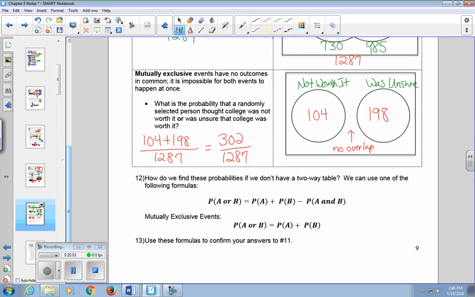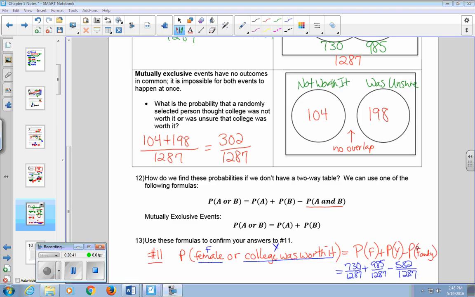So next question, how do we find these probabilities if we don't have a two-way table? We can use one of the following formulas. And note that these formulas will be given to you. You don't need to memorize them. All right, so first one says if you want the probability of A or B happening, you need the probability of A plus the probability of B minus that overlap, the probability of A and B. If it's mutually exclusive events, then it's almost the same thing, but we don't need to include that overlap. So probability of A or B is just the probability of A plus the probability of B. So we're going to use these formulas to confirm our answers to number 11. Right, so I'm going to take a brief pause, write those in, and we'll.